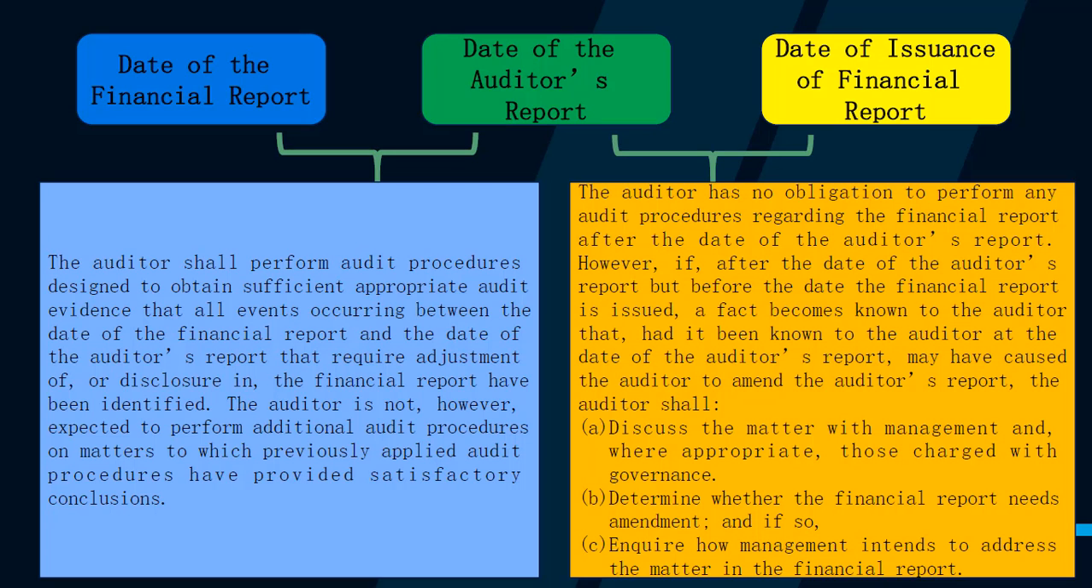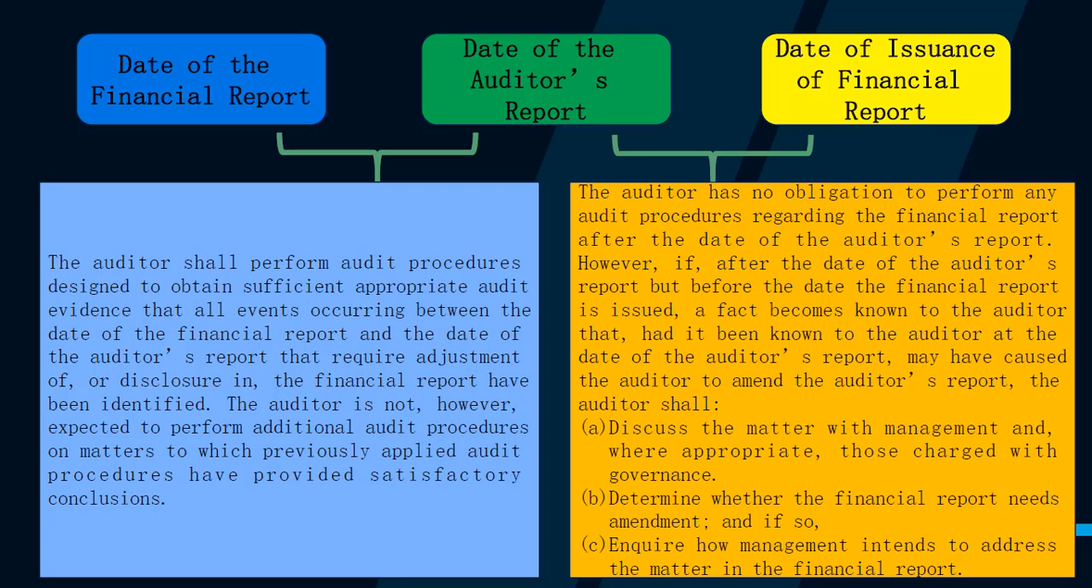Now, if the subsequent events happen between the date of the auditor's report and the date of issuance of the financial report, the auditor has no obligation to perform any procedures regarding the financial report after the date of the auditor's report. However, if after the date of the auditor's report but before the financial report is issued, a fact becomes known to the auditor that, had it been known to the auditor at the date of the auditor's report, may have caused the auditor to amend the auditor's report.